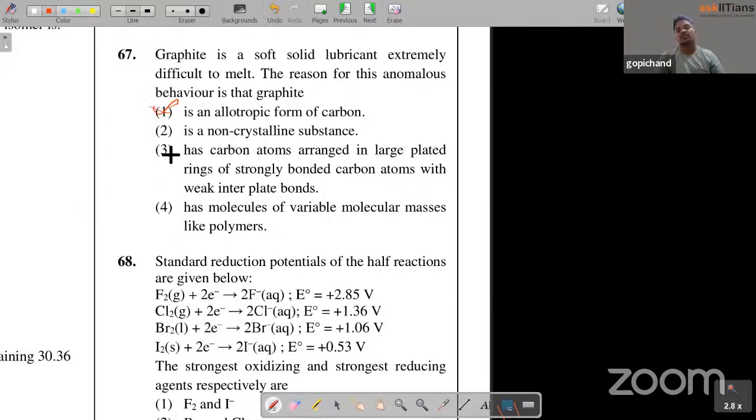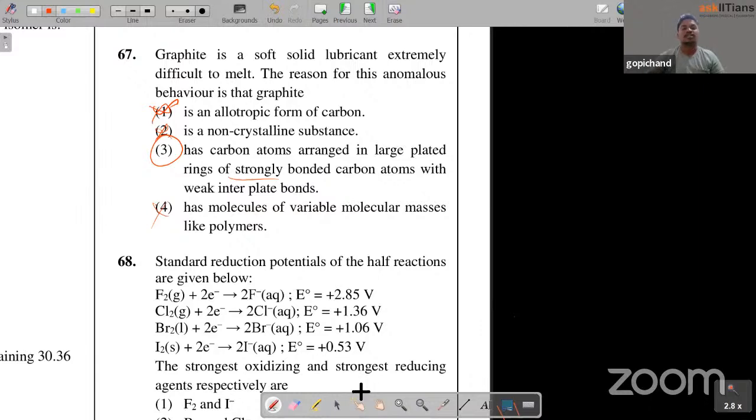Yes, it's an allotropic form, but it's not the reason. It's a non-crystalline substance? No, it is a crystalline substance. As molecules have variable molecular masses like polymers? No. So option 3, if you can see, they are arranged in large planar hexagonal rings, and they are bonded with a weak bond between the layers. They are weakly bonded. So that is the reason, and we can say 3 is the correct answer.